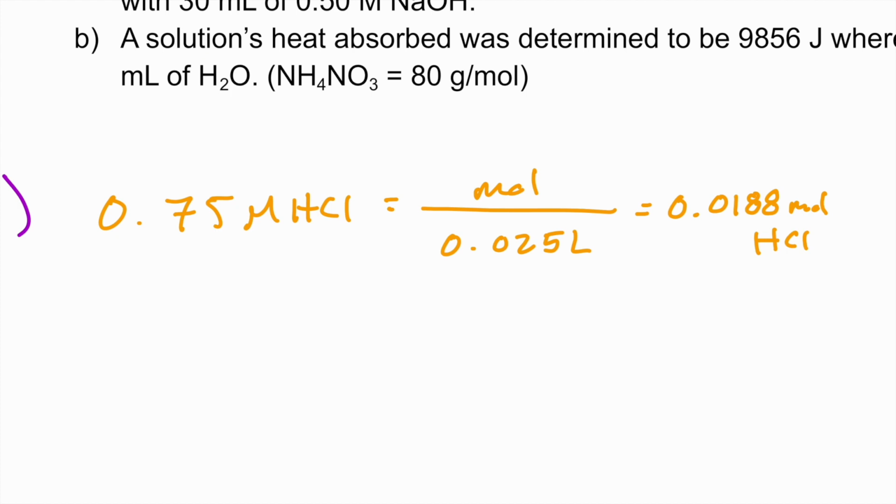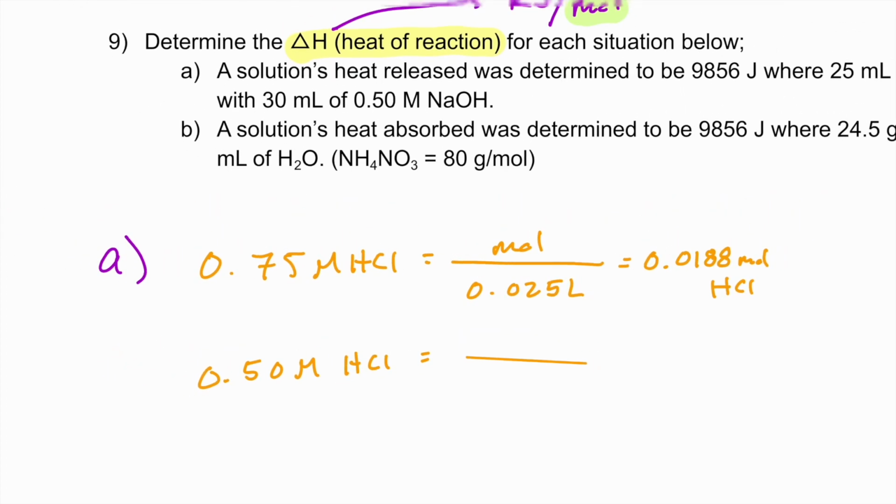All right. Then I will do the base. Because it's a smaller amount, and you also have a different value of your volume, the volume's different, and I get 0.015 moles of NaOH. So you're like, I don't know how to answer this.